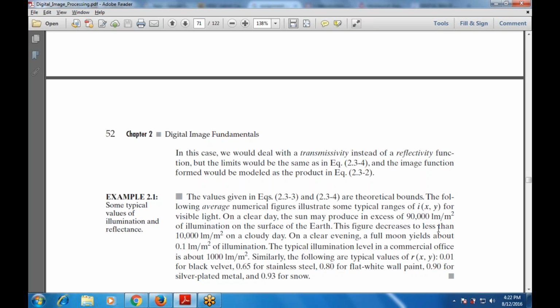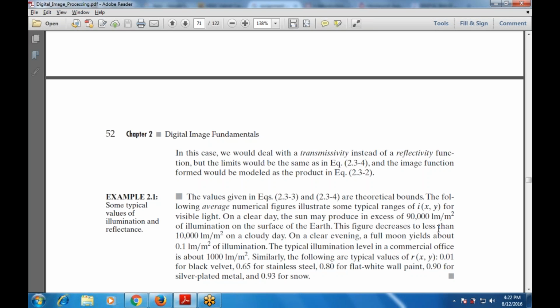And on a clear evening, a full moon yields about 0.1 lm/m² of illumination, and a commercial office is about 1000 lm/m².